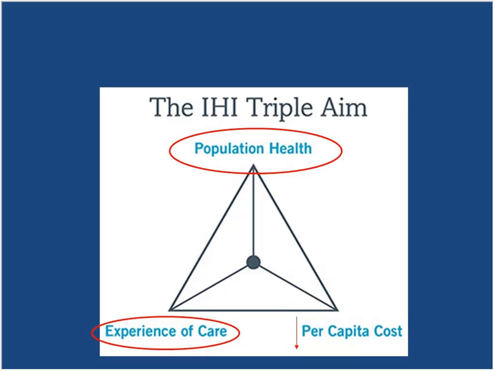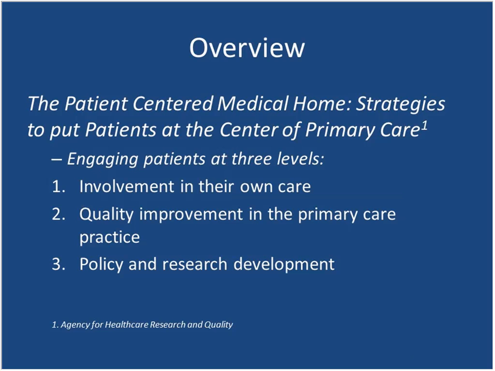So just framing the work that I do within the IHI Triple Aim and the articles that you read for this seminar, I wanted to take a slightly deeper dive into the experience of care and population health and how that relates to the Triple Aim and the way that it may reduce per capita cost. But the talk today will mostly focus on population health and the experience of care.